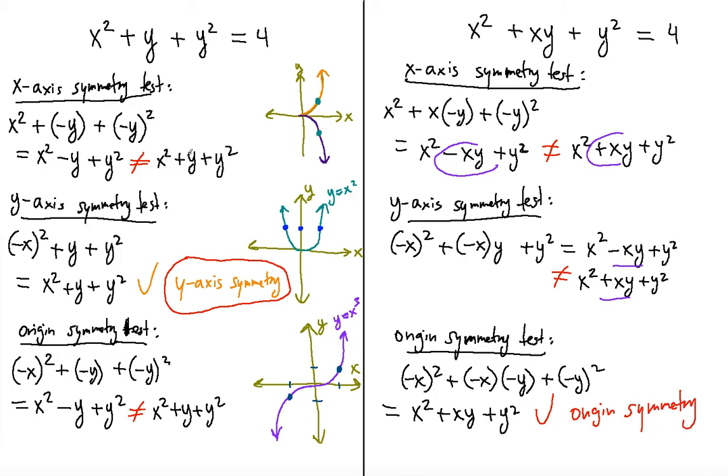So the first equation graph was only symmetric with respect to the y-axis. This equation graph is going to be symmetric with respect to the origin only.